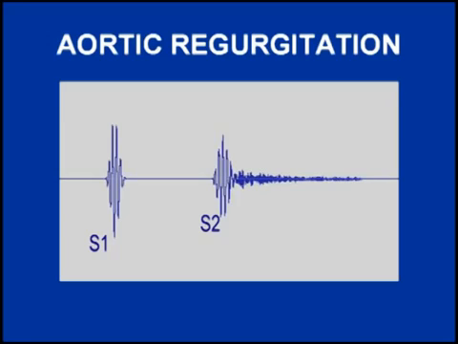This high-pitched, blowing, diastolic murmur, heard along the left sternal border, is typical of aortic regurgitation. Notice the decrescendo nature of this murmur.